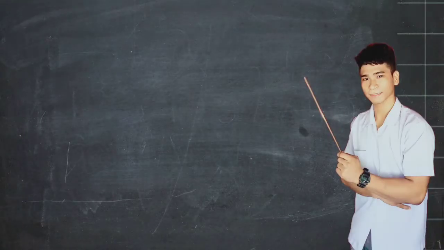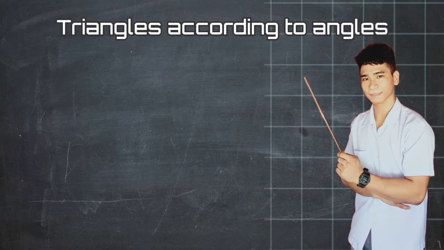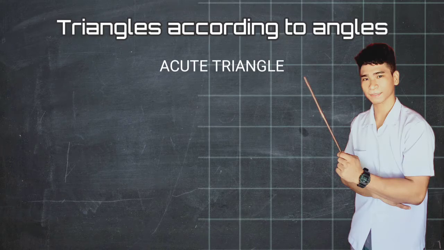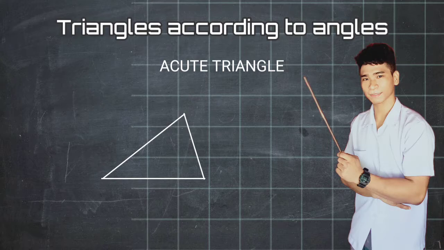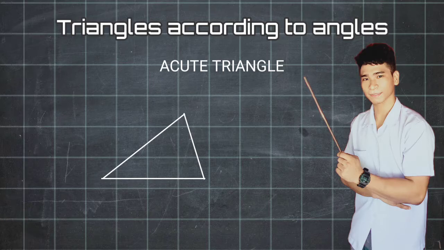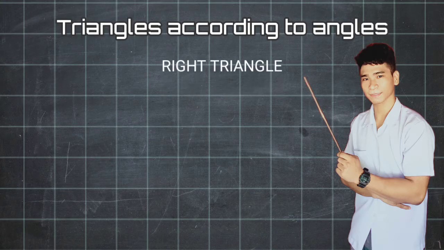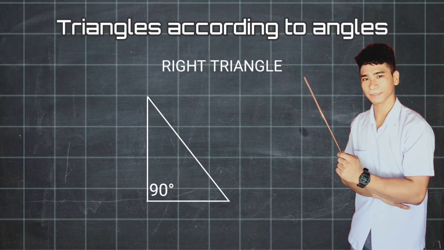So let's move to classifying triangles according to angles. Let's begin with the acute triangle. For this triangle, all of its angles are acute. We all know that an acute angle, hindi dapat bababa sa 0 degrees ang kanyang angle at hindi rin tataas sa 90 degrees ang kanyang angle. Let's move to the right triangle. For this triangle, it has one right angle. We mean that a right angle is 90 degrees.